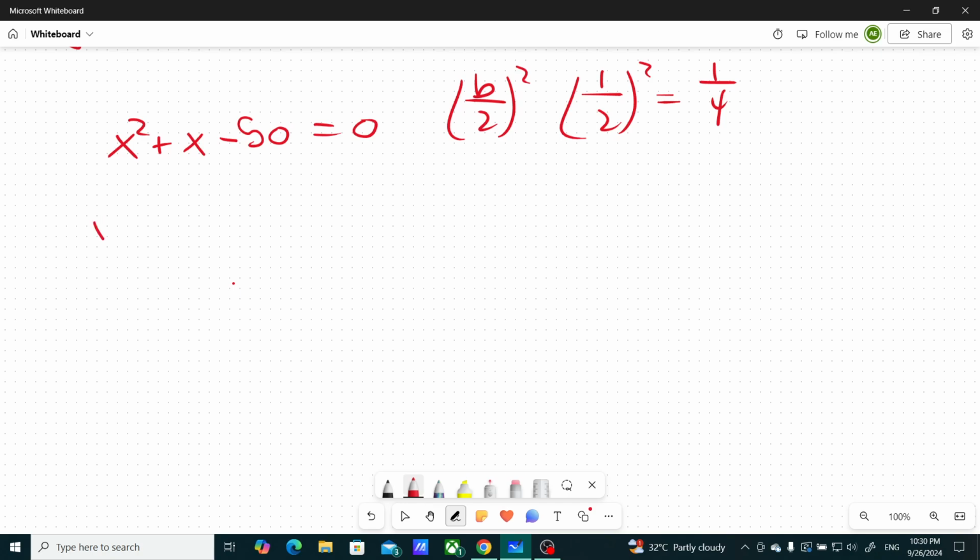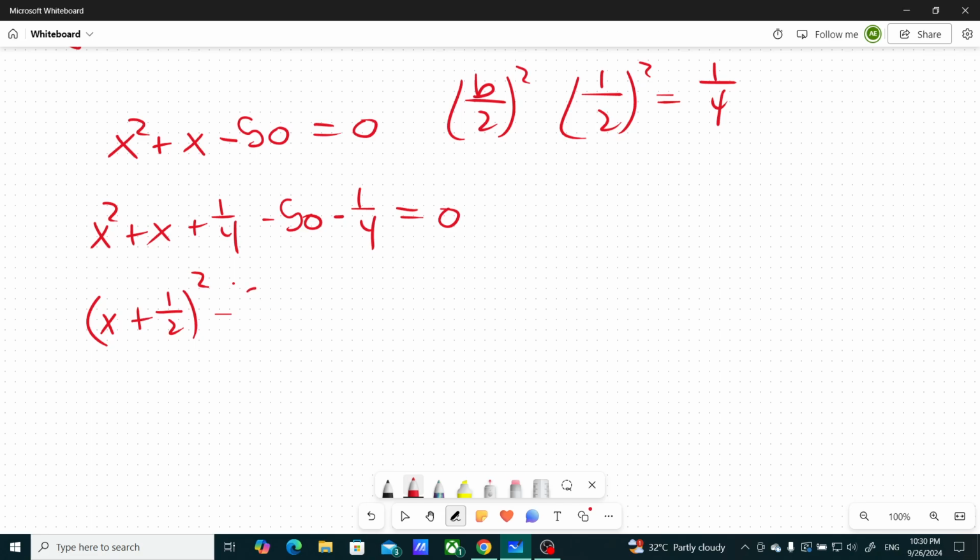So I will rewrite this as x squared plus x plus 1 over 4 minus 50 minus 1 over 4 equals 0. This part is a perfect square trinomial, so square root of the first, copy the middle sign, square root of the second is 1 over 2 squared, and then I will do a minus 50 minus 1 over 4. This is going to give me a minus 201 over 4. This equals 0. I will move this negative 201 over 4 to the other side. It's going to be x plus half squared equals 201 over 4.